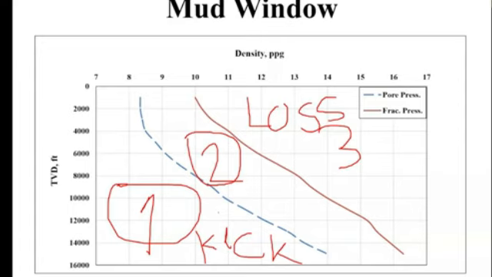For example, at 10,000 feet TVD, the mud weight or the density of the drilling mud can be somewhere between 11 to 14. So if the mud weight is somewhere between 11 and 14, we can say that in terms of well control, we're drilling safely. If we go below 11, kick happens. If we exceed 14, loss happens.